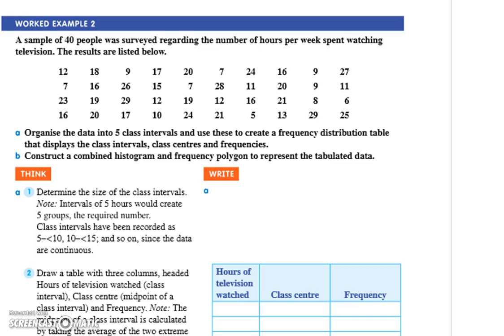Okay, how do we work out what the class intervals are going to be? Well, what's the lowest on there? Okay, 5. Cool, what's the highest? 29. Cool. So we've got from 5 to 29 as our range. And we want to do about 5 groups, yeah?